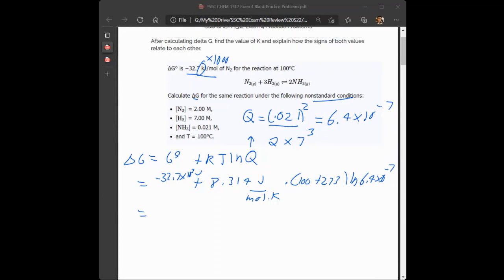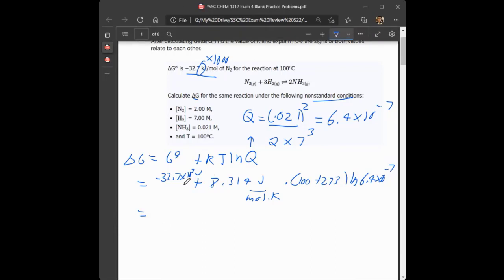Yes, that's correct, Maria. For Q, we only count gases. So if there's something that has an S in it, a solid, or a liquid, you don't include that. You only do it for aqueous and gases.